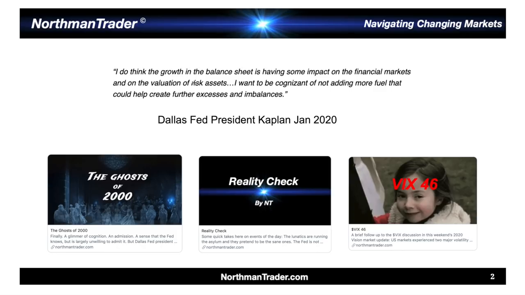It's a bubble, okay? And so when he says, I want to be cognizant of not adding more fuel that could help create further excesses and imbalances, that's an acknowledgement that we already have excesses and imbalances, which is obviously what I've been writing about as well. So the Fed knows, okay? And the reason, and this is the important point here, is they're dealing with the overnight rates and the entire repo operation that they have going on top of buying treasury bills. It just keeps adding liquidity to the market that's creating excess and imbalances.